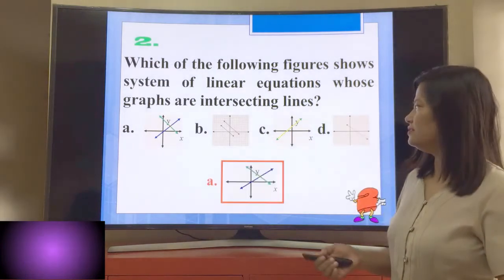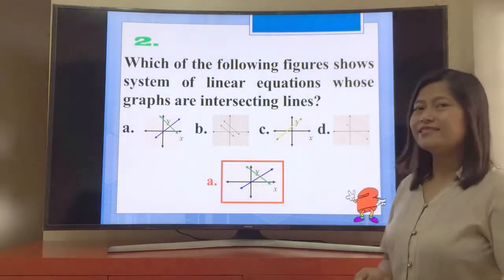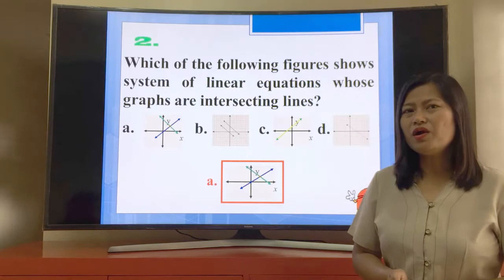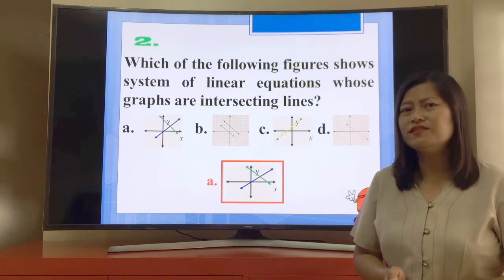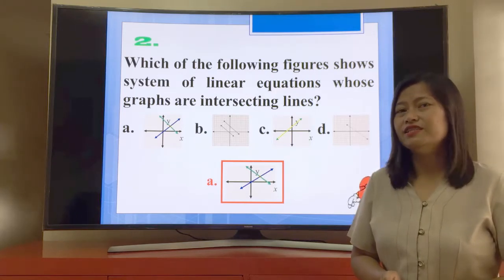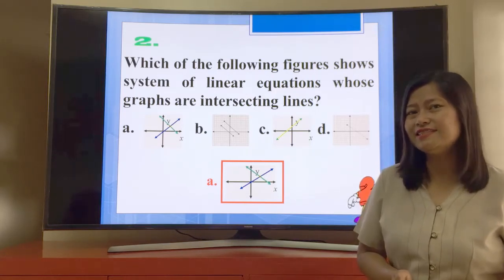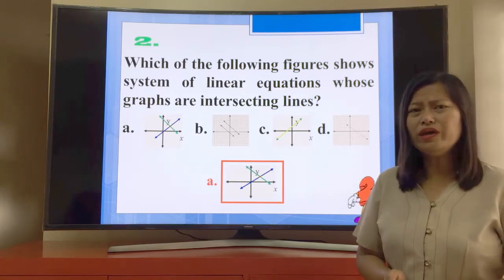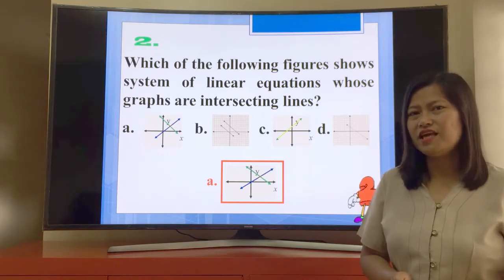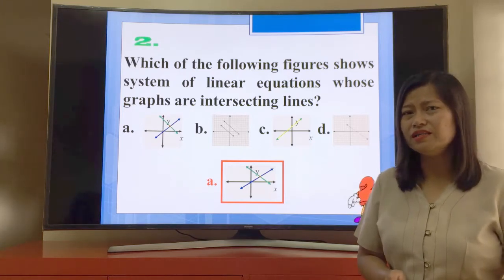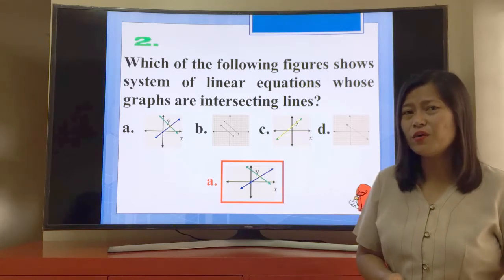The answer is A. Remember, when the two lines are intersecting, the kind of system of linear equations is consistent independent. The number of solutions is exactly 1. When we compare the slopes of the two equations, they are not the same. If we also compare the y-intercepts of the two equations, they are also different.